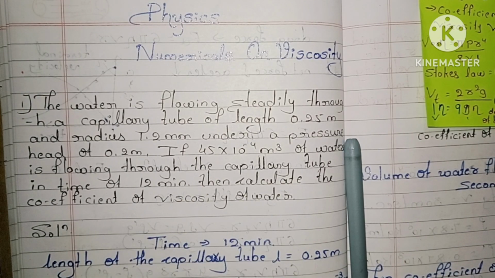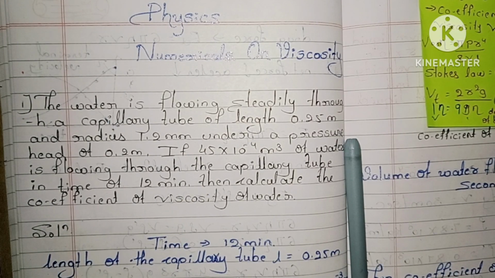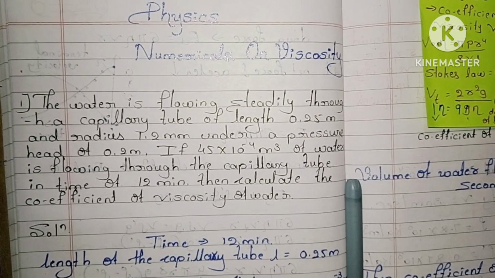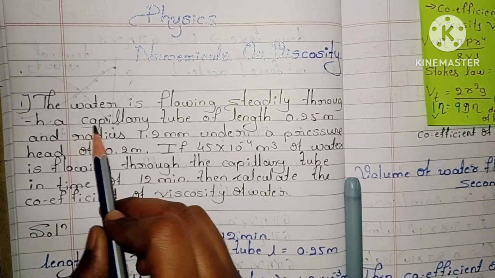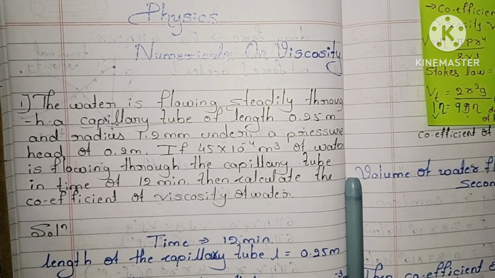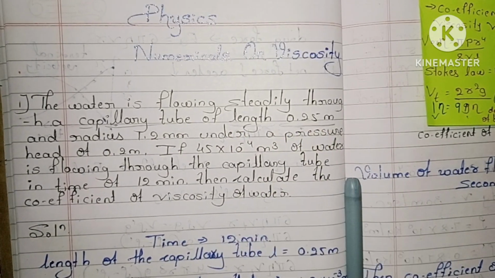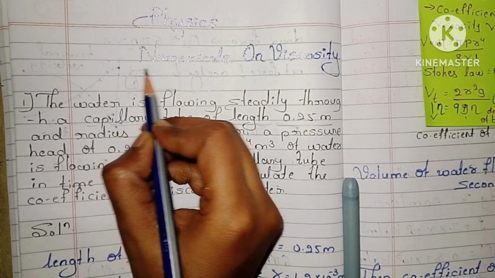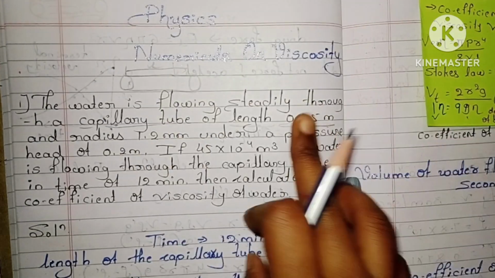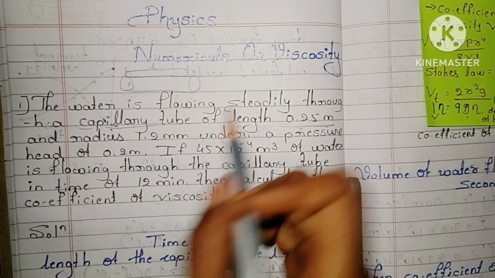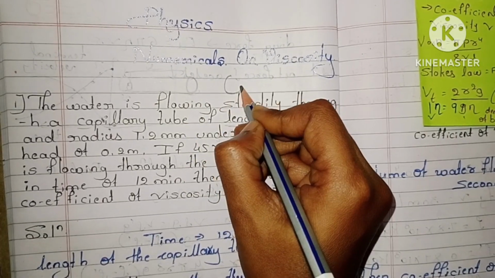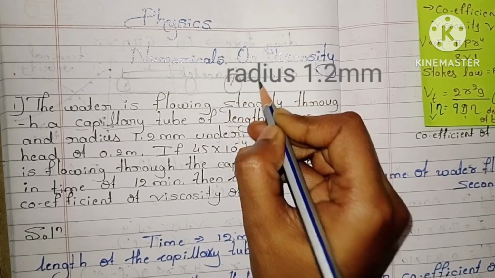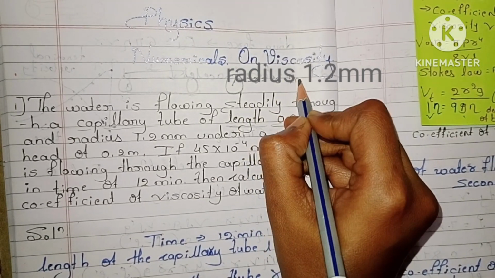This is the question. So first, what we need to do is analyze the question: whatever they have given and what they are expecting from us. They said that one capillary tube is there. If we take this as a capillary tube, its length is around 0.25 meter. Then, if you take this cross sectional area, this is the radius.